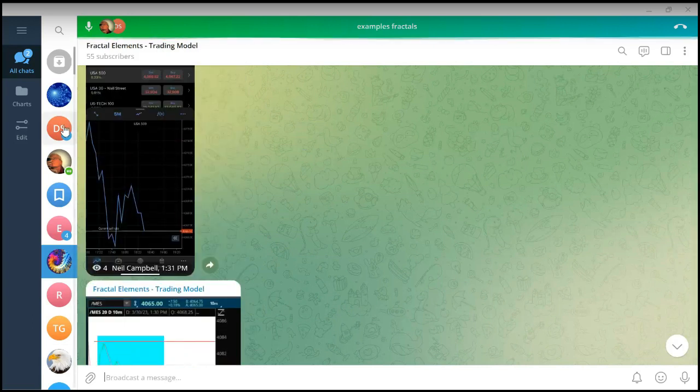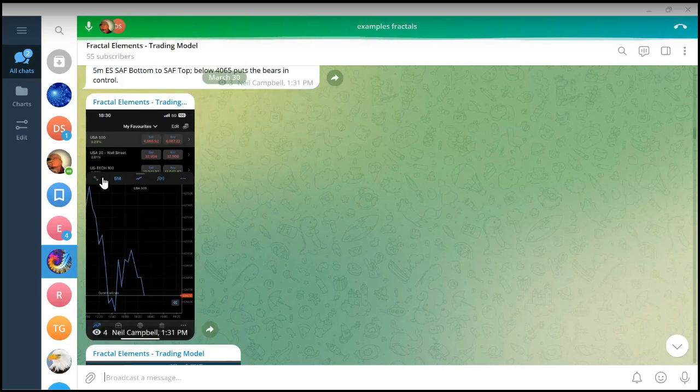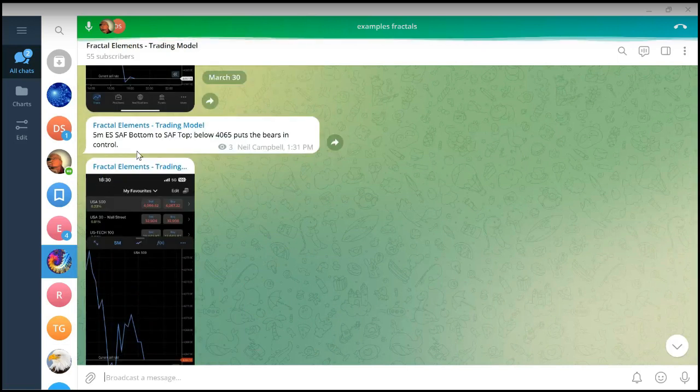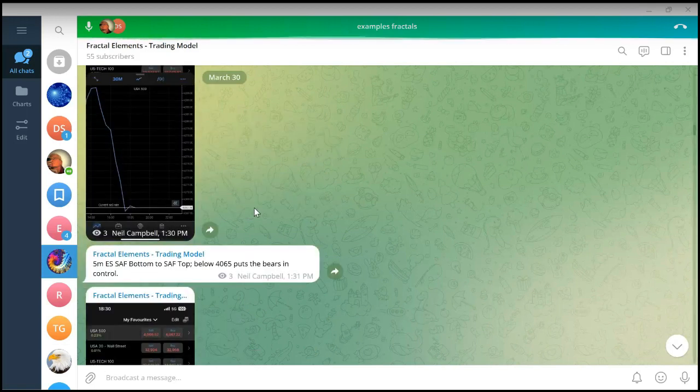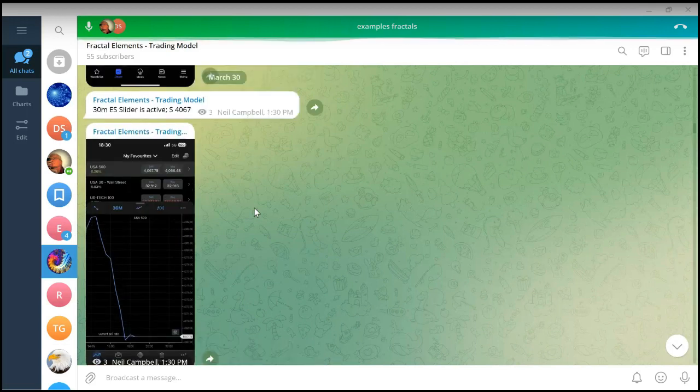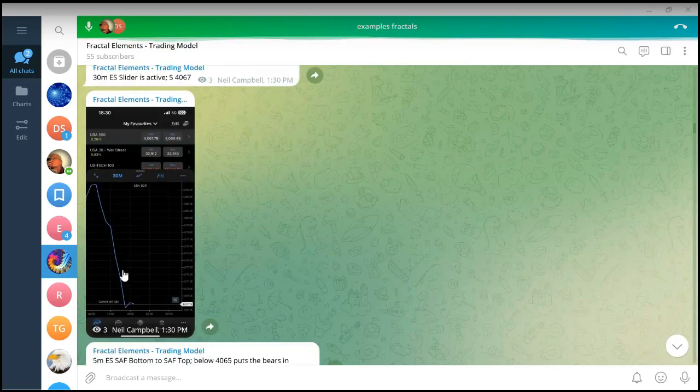Okay. That was initially the ES bottom there. 1, 2, 3, 4, 5. It rallied and then went back down again. This one is an unorthodox slider here. It should be a bottom.